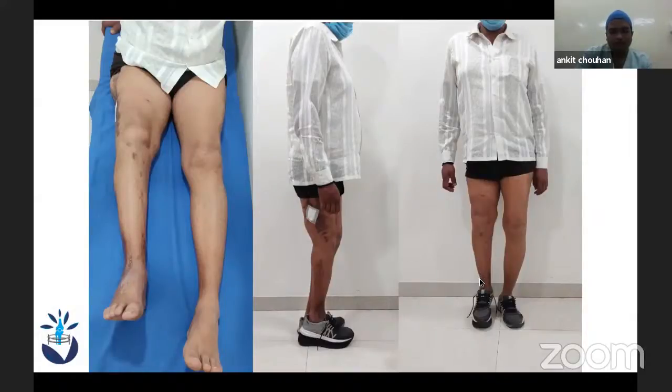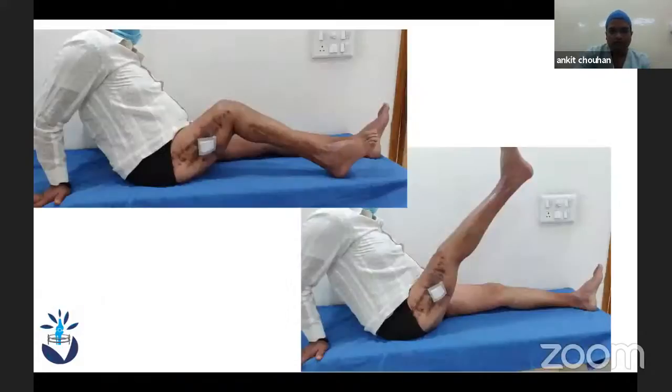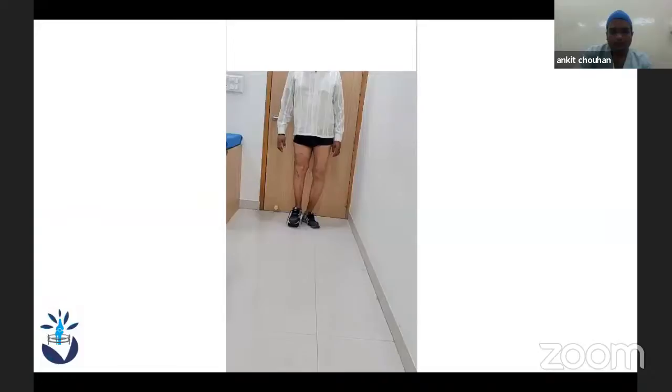He is just putting on an adhesive bandage there, continuing all his daily activities, able to walk for his household activities as well as drive a car. His knee range is 0 to 30 degrees, which was his pre-op status. He is still 4 centimeters short, which was his pre-op status. And this is how the patient is walking now without it.